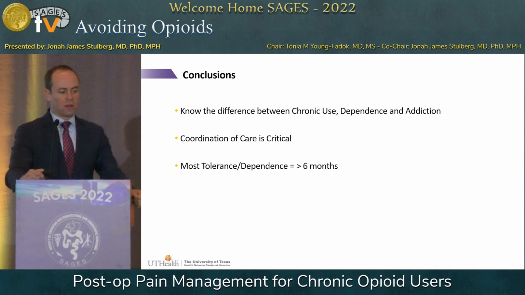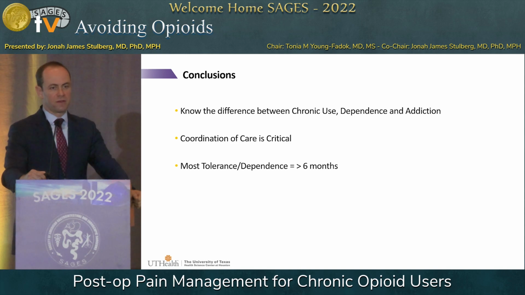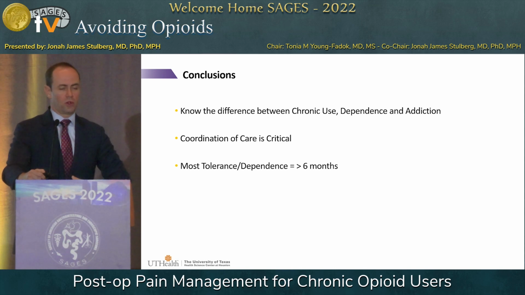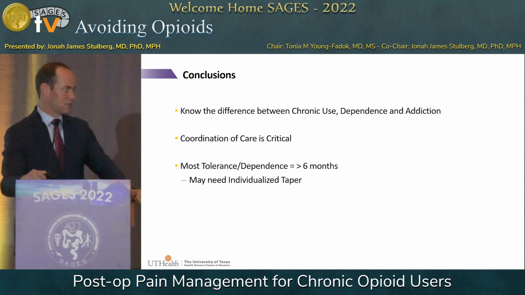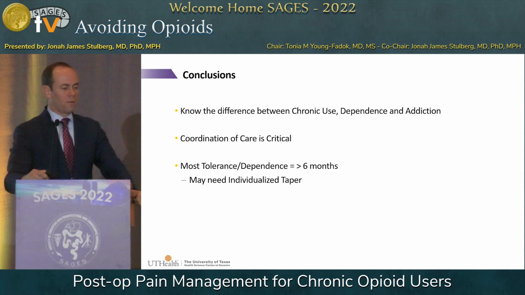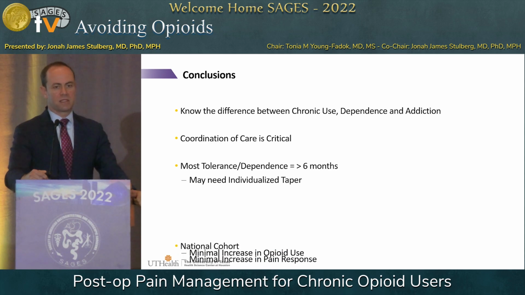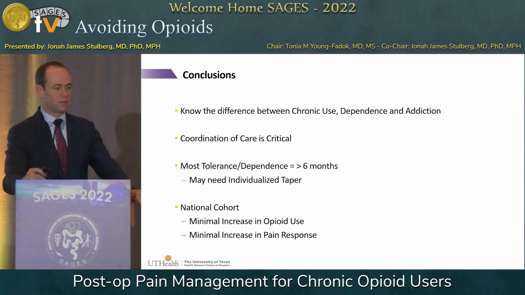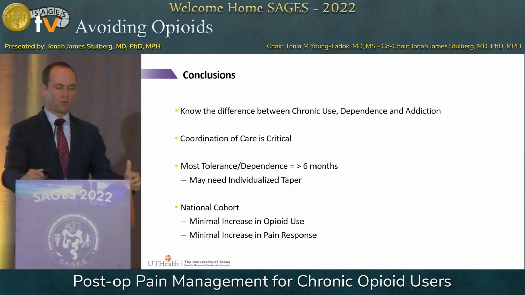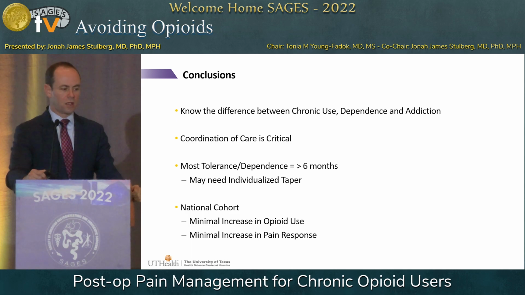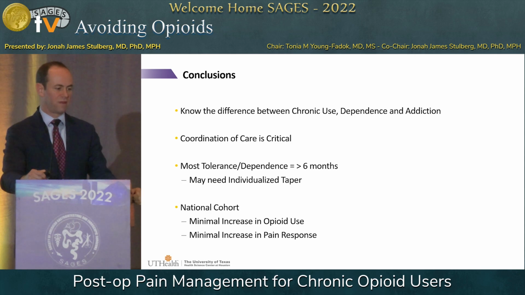The next is that most tolerance or dependence really happens after 6 months. So if someone's an intermittent user or they have only recently started on it because of the pain that was associated, let's say, with their hernia, and it's only been 2 or 3 months, you aren't really worrying about those increased tolerance issues. Those who do have an increased tolerance or dependence, however, may need an individualized taper, so please think about that. And in the national cohort study that we had, there was really minimal increase in opioid use in the chronic opioid users, and there was really minimal increase in pain response. So although there was an increase, it was very minor.